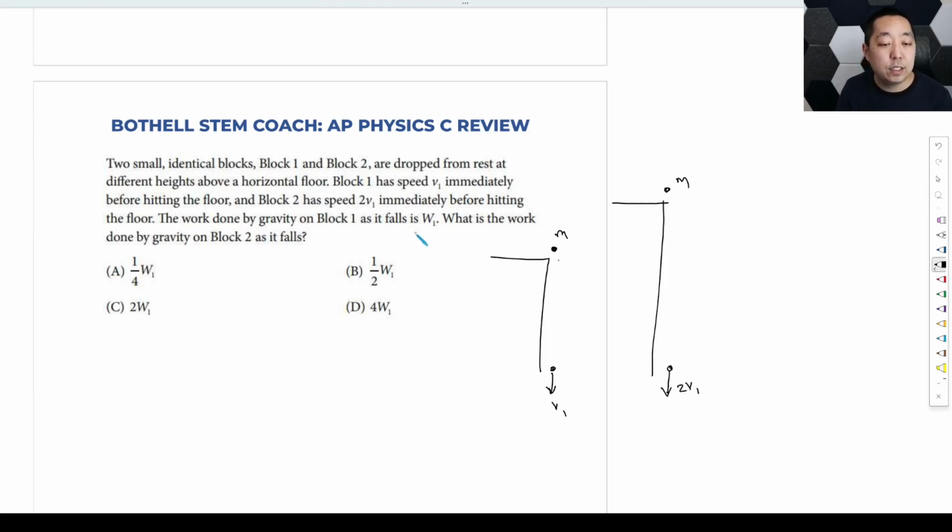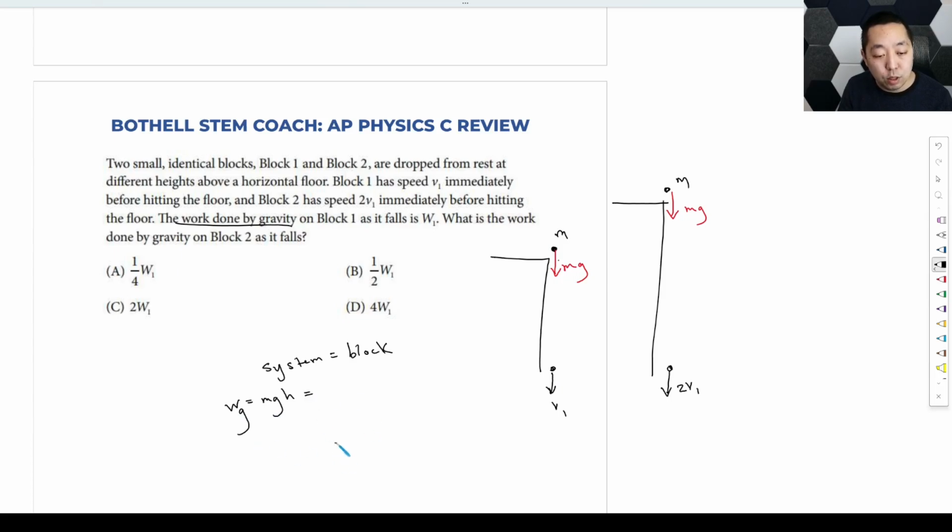Work done by gravity as it falls is w1. What is the work done by gravity on block 2 as it falls? So what we think about now, the system, we're not including the Earth because we're doing work done by gravity. The system is just the block, right? So if we draw our free body diagram, gravity is the only thing doing work. It's the only force, so the work is mg times the height here, right? That distance. That's the work done by gravity.